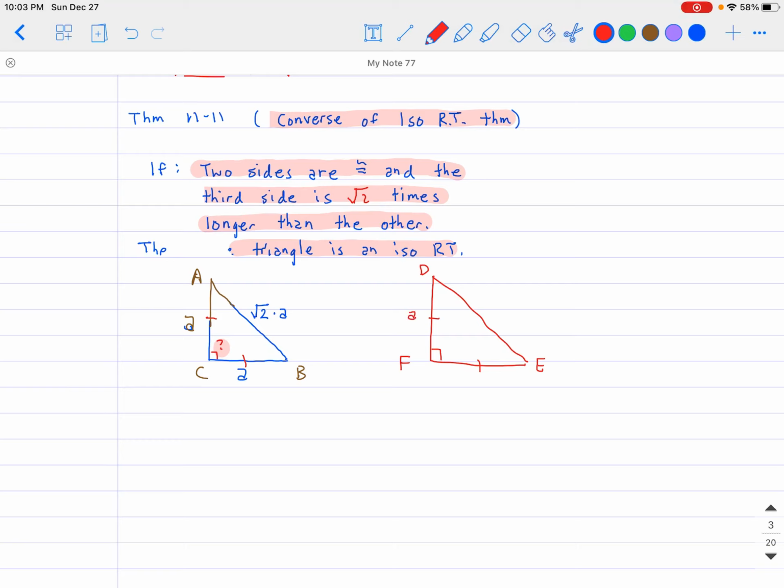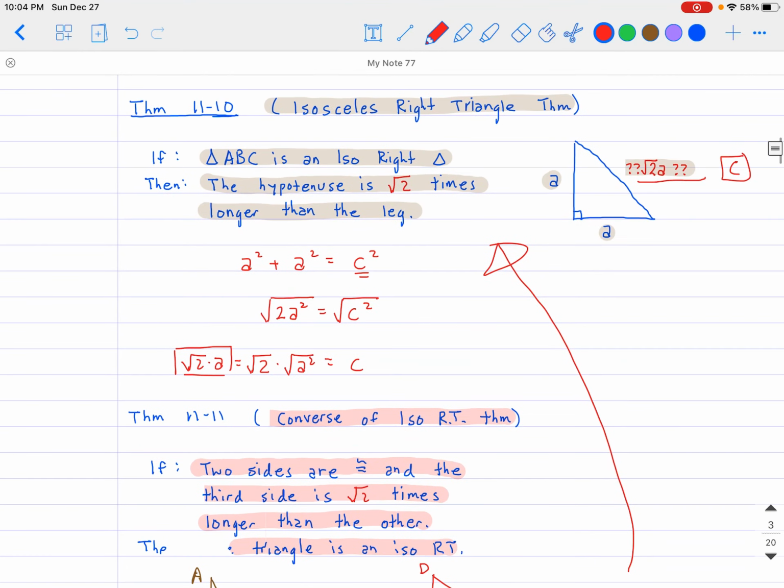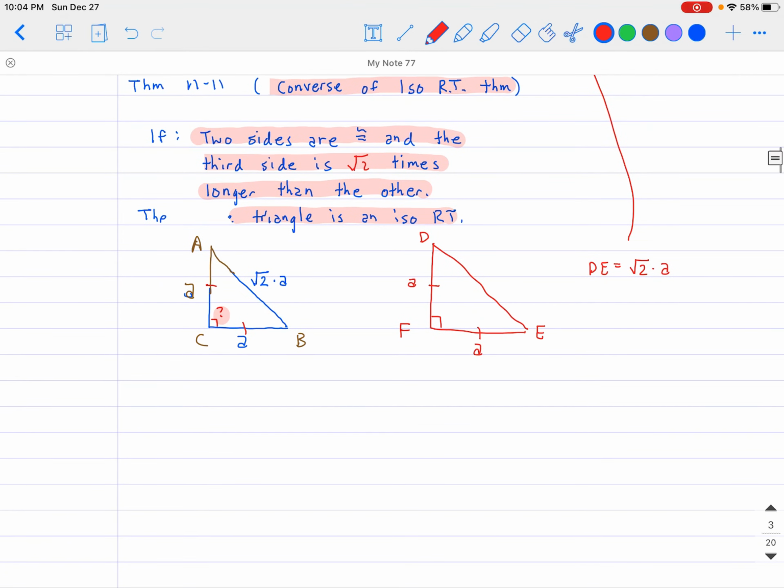Now, since those two sides are congruent, and since we know their lengths are A, I can go ahead and sneak A in there. DE over here is going to be some length, but according to my Pythagorean theorem, or the previous theorem that I just proved, since this DFE is an isosceles right triangle, then we can say that DE is equal to root 2 multiplied by A. This is just using the theorem that we just derived over here, okay?